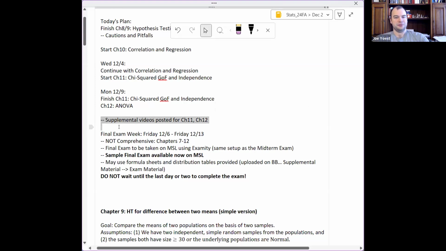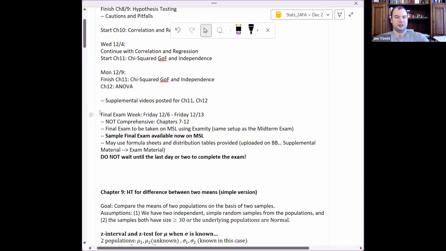Those are already posted. Note that final exam week is essentially next week, but the final exam is open starting this Friday. So Friday the 6th, in a few days here, the final exam will be open so that if the weekend works better for you, generally speaking, you can feel free to take the exam over the weekend, or you can take it during the actual finals week. So whatever works best for you.